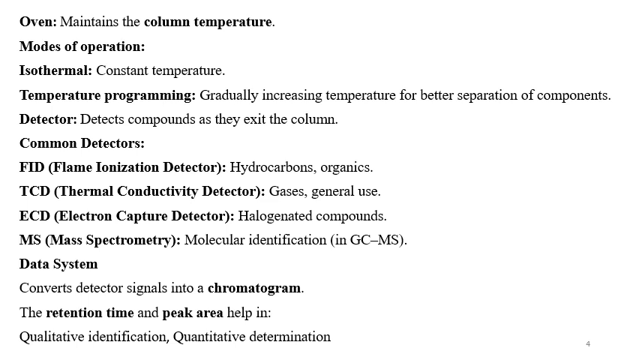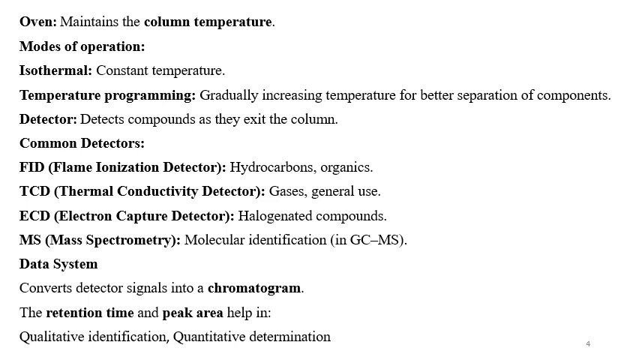Modes of operation are isothermal, that is with constant temperature, and temperature programming. If you program the temperature, it is called the programmed temperature mode of operation, in which the temperature is gradually increased for better separation of components. Then the next component is the detector, which detects the compounds as they exit the column.